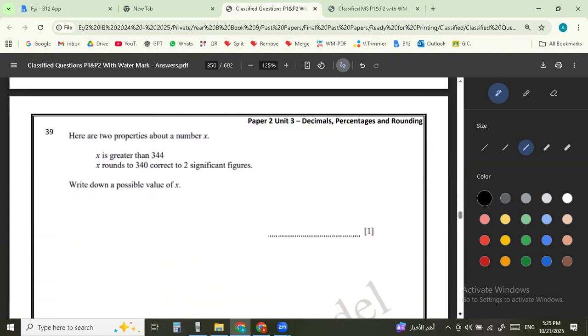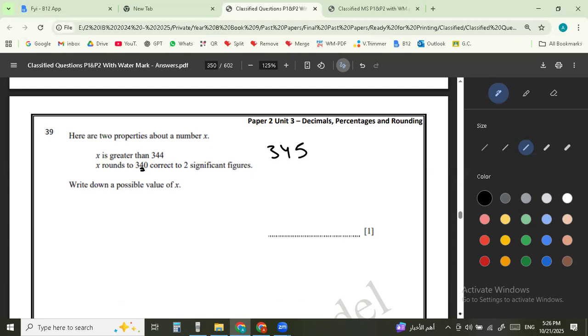Here are two properties about a number x. X is greater than 344. X rounds to 340 corrected to two significant figures. Write down a possible value of x. All right, no problem. They said it is greater than 344. So what is it going to be? Mister, if I say 345, which is only one greater, oh, but if I round it to two significant figures, it will go to 350. They said they wanted 340.